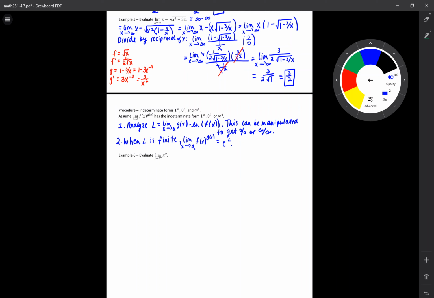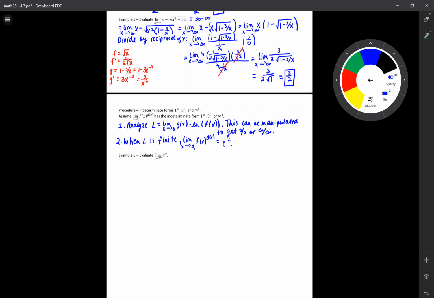So the reason that I have to do this second step is, again, because in order to get that g of x down to the bottom in front of f of x, I have to take the natural log of it. And in order to undo that natural log, once I get that L, I have to exponentiate it so that I balance everything out.